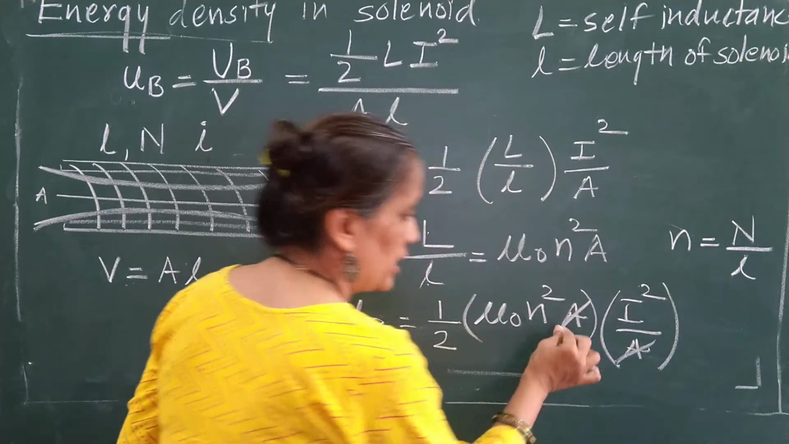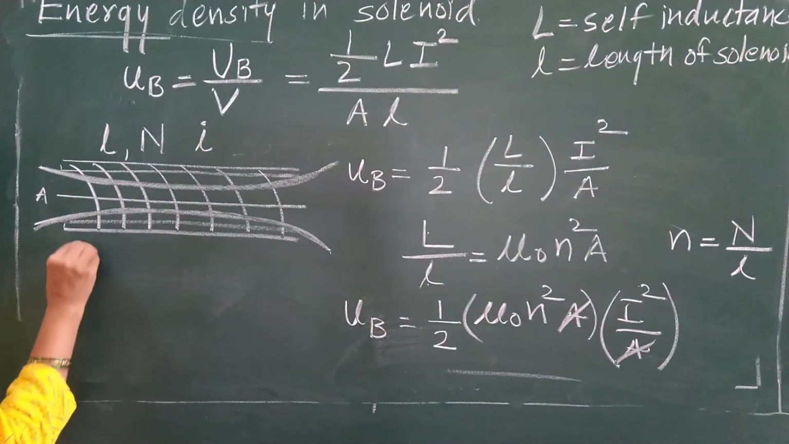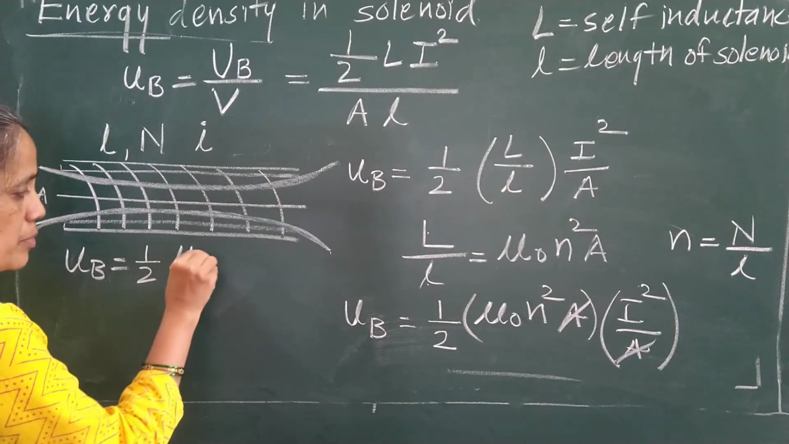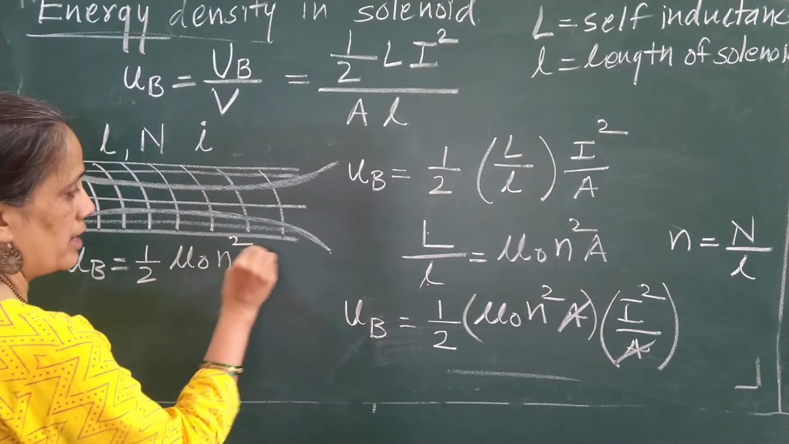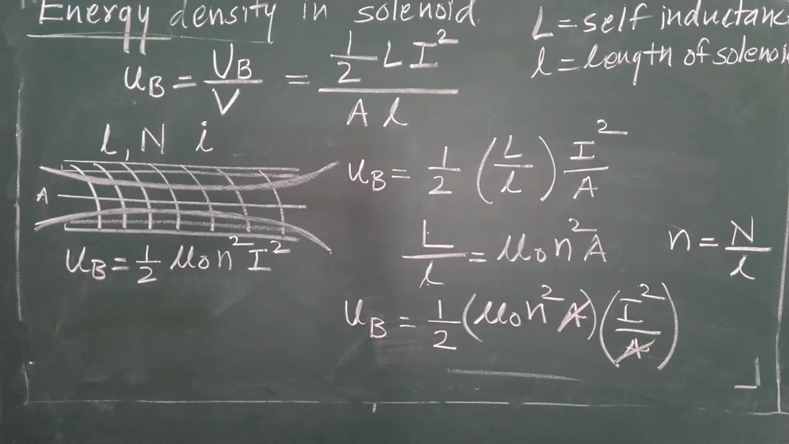So this A factor will get cancelled. Now what I am getting here is that energy density can be written as half mu0 n square I square. Clear? Now this is the first formula for energy density.